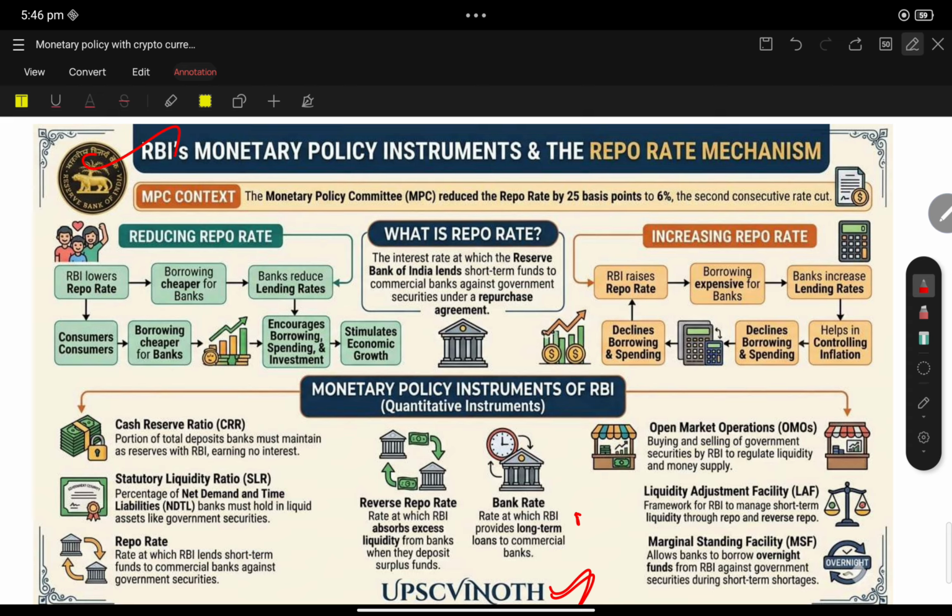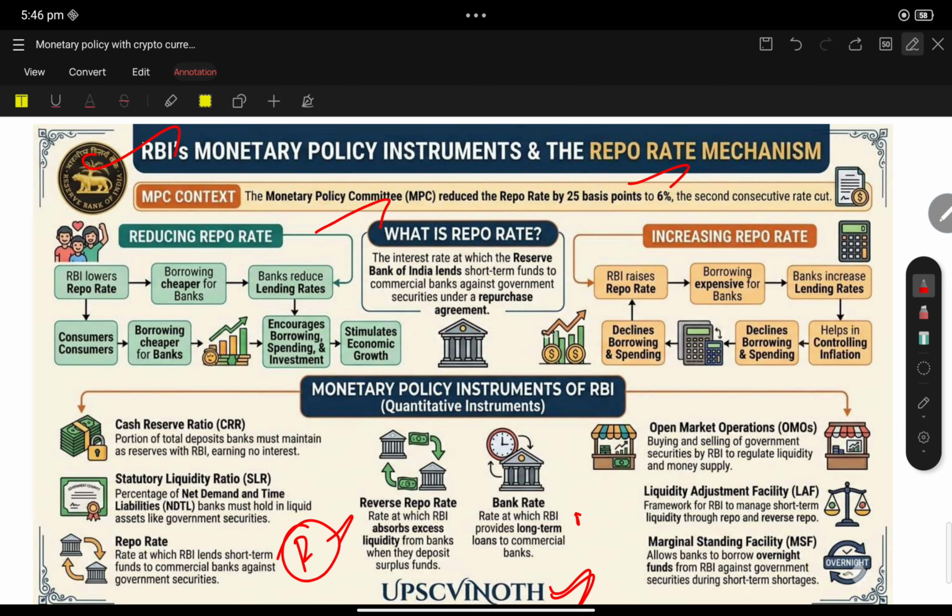Today we are going to discuss one of the most important topics for the prelims, that is RBI's monetary policy instruments and repo rate mechanism. Every year, not every quarter, you will hear this term, repo rate. RBI will always use the word repo rate. So what is this repo rate? Why is it in the news?